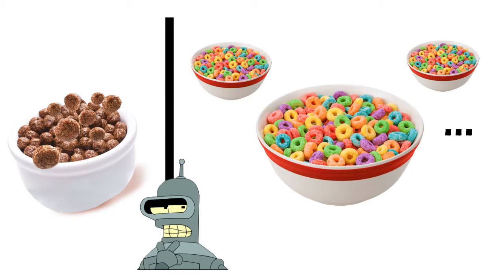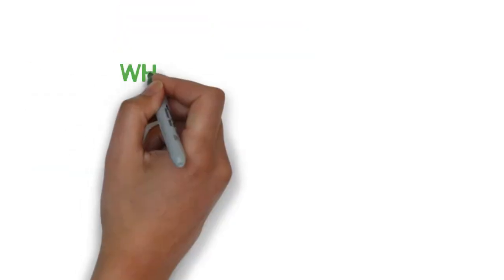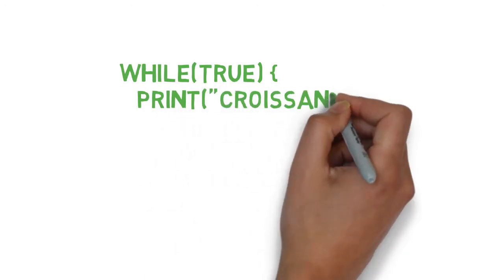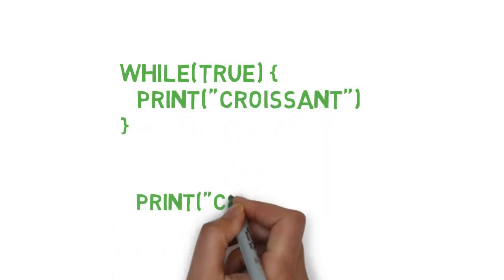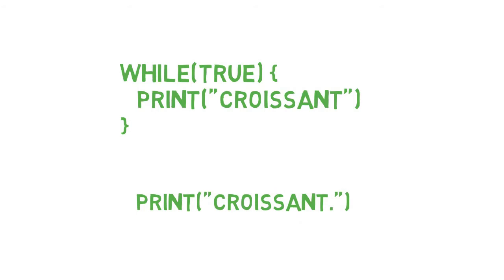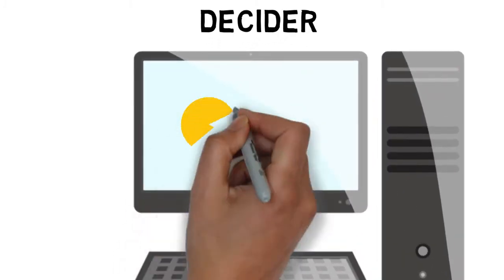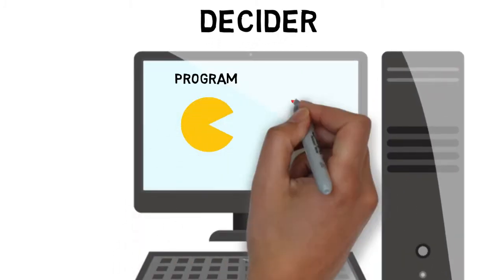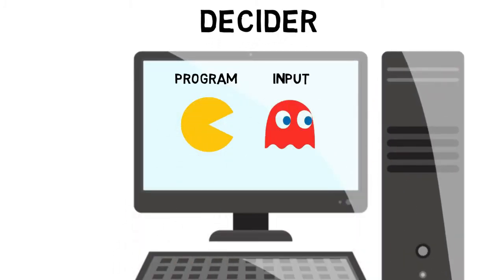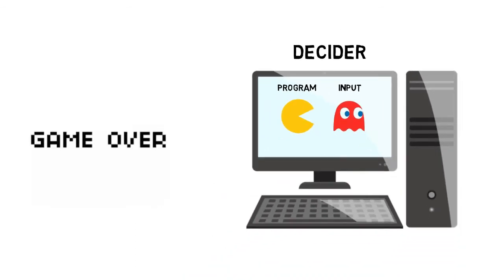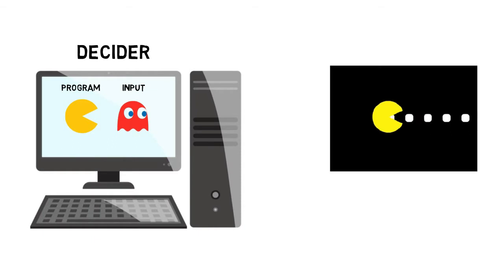concepts of computability theory. For example, we have a program that infinitely prints croissant and a program that halts after printing croissant. Now the question is, can we create a machine, the decider, which takes in such a program and an input to that program and tells us whether that program halts or loops infinitely?